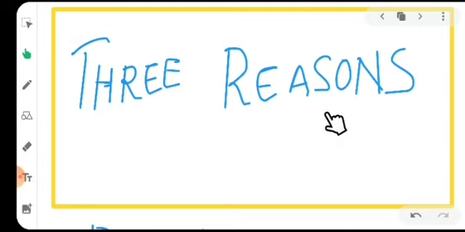But there are three basic reasons for other transparent materials to be visible. What are these reasons? Let me show you. Let me go through each one by one.